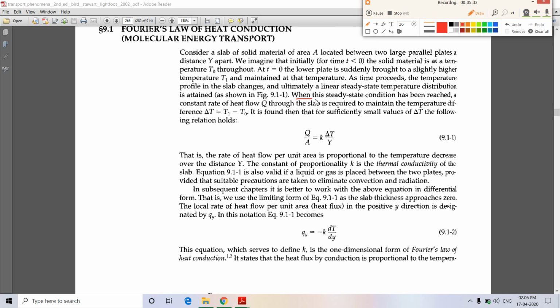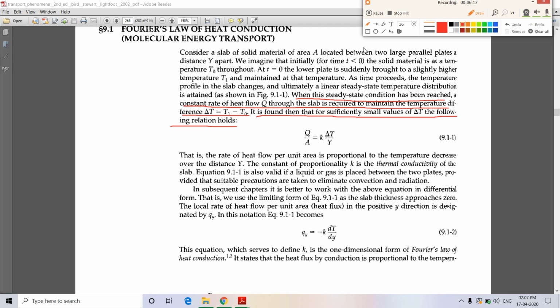When this steady state condition has been reached, a time will come when there is no more change. For the steady state condition, that means a constant rate of heat flow through a slab is required to maintain the temperature difference delta T, T1 minus T0. So it is found that for sufficiently small values of delta T, we have the relationship Q by A equal to K into delta T upon Y.